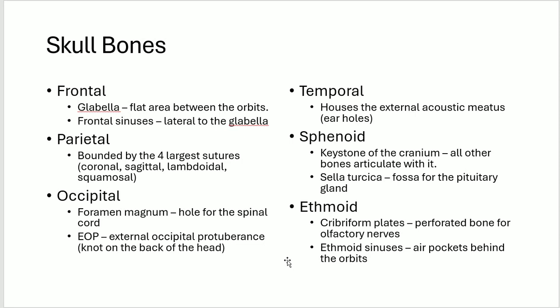Ethmoid sinuses are air pockets behind the orbits. The orbits are the eye sockets, and if you've ever had a headache behind the eyes, behind the cheekbones, close to the nose, you've probably had a sinus infection. So what gets inflamed there are the ethmoid sinuses. Okay.